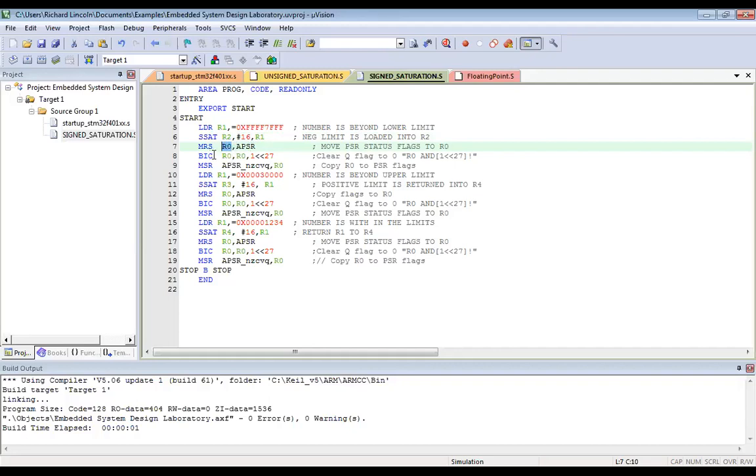Now here BIC is used to clear the flags, and you can see that Q is actually going to be made 0. I will show that in debug when we get into debug format. And here we are going to copy the value of whatever is in R0 to the status registers, which means 5 bits of R0 are going to be taken: 27, 28, 29, 30, 31. So these bit values are transferred, and the rest of the bits, 0 to 26, are not affected at all.